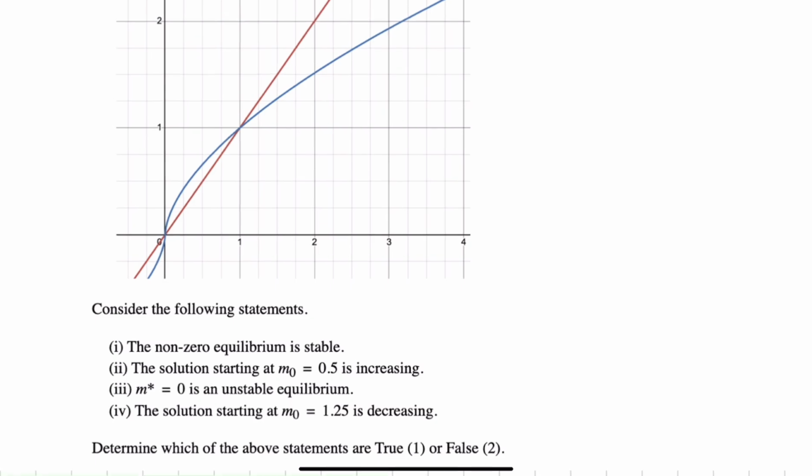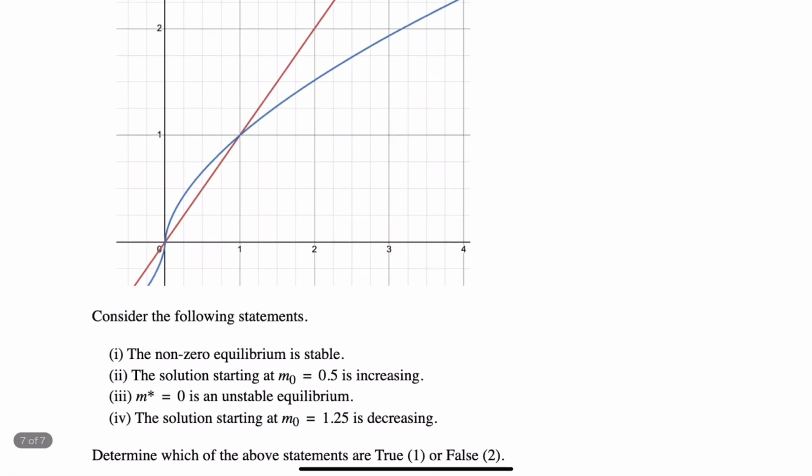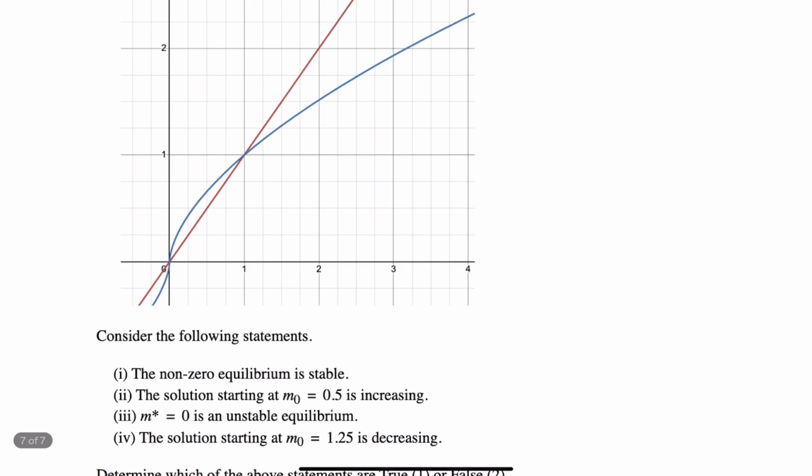So in statement 1, it says that the non-zero equilibrium is stable. What is the non-zero equilibrium? The non-zero equilibrium would just be this point right here, which is going to be 1. And the zero equilibrium is just over here. So we have two equilibrium points.